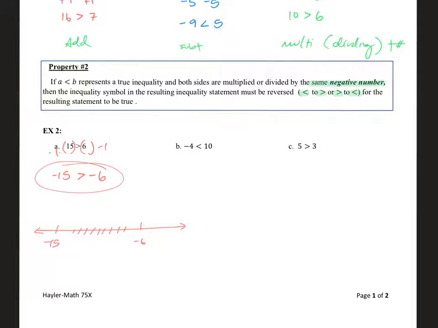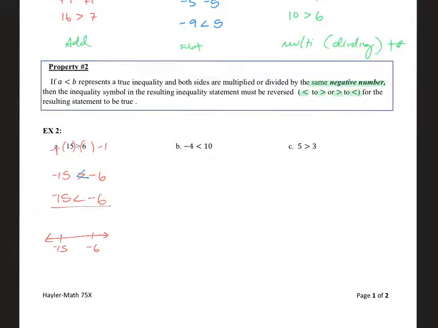And to fix that problem, whenever we multiply or divide by a negative number, we simply reverse the inequality sign. So let's see, does that actually help? We get -15 is less than -6. That's true. We showed that with the number line. -15 is down here, and -6 is over here. So when you multiply or divide by a negative number, in order to make the statement turn out to be true, you need to flip the sign. Okay, flip the inequality sign.